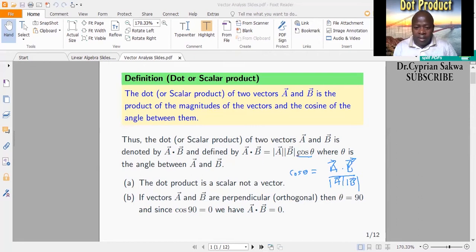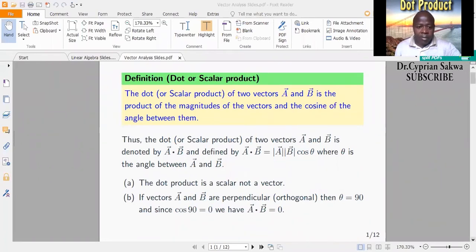Now what will happen if theta were to be 90? If theta is 90, then you know that cos 90 is 0. So that means that when theta is 90, then A dot B will equal 0. And that means that these two vectors are perpendicular or orthogonal to each other. So we can tell if vectors are perpendicular to each other by finding their dot product. If their dot product is 0, then we'll say that the two are orthogonal to each other.